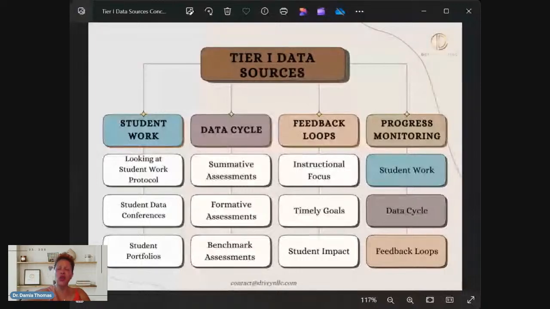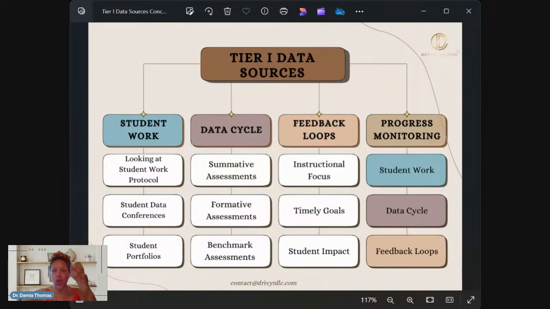So when I'm speaking about data right now, I'm specifically speaking about tier one, right? And so you as a school leader understand the three tiers, right? Because we have this MTSS structure, which is the multi-tiered structure to address students at different varying levels of need, right?